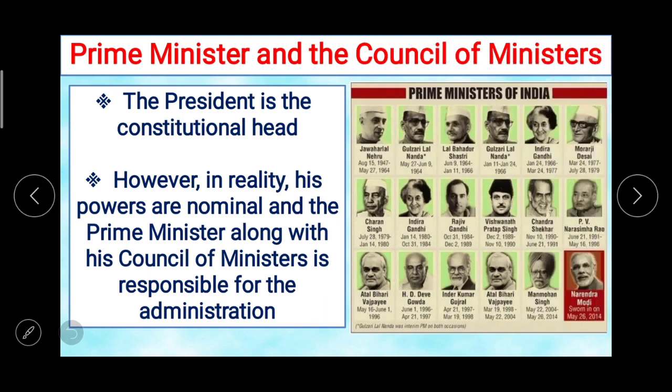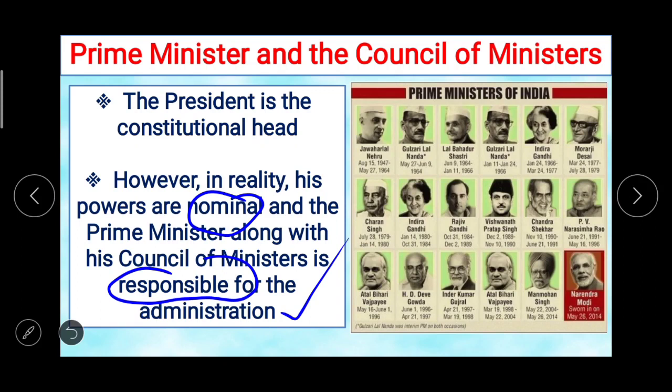Prime Minister and the Council of Ministers. The president is the constitutional head, but in reality his powers are nominal, and the Prime Minister along with his Council of Ministers is responsible for the administration. पूरा देश चलाने का, एडमिनिस्ट्रेशन चलाने का काम या फिर उसके राइट्स प्राइम मिनिस्टर और काउंसिल ऑफ मिनिस्टर्स के हाथ में होते हैं. That is why it is said that the President is for the nominal only, and the prime minister along with his council of ministers is responsible for the administration.